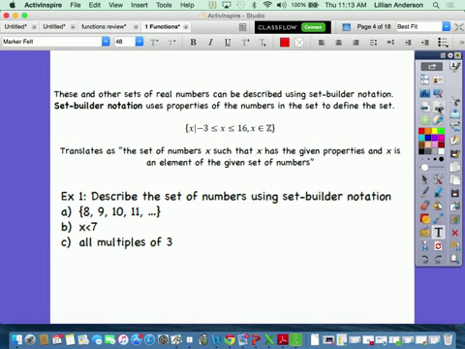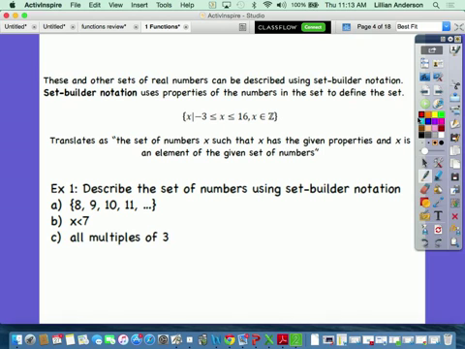And this is generally how it translates. It translates to the set of numbers x. So this first part, with the curly bracket and the x, relates to the set of numbers x such that, and the bar represents the bar that separates the x from the given properties. X has the given properties right here. So basically, x is greater than -3 but less than 16. That's the given property of x.